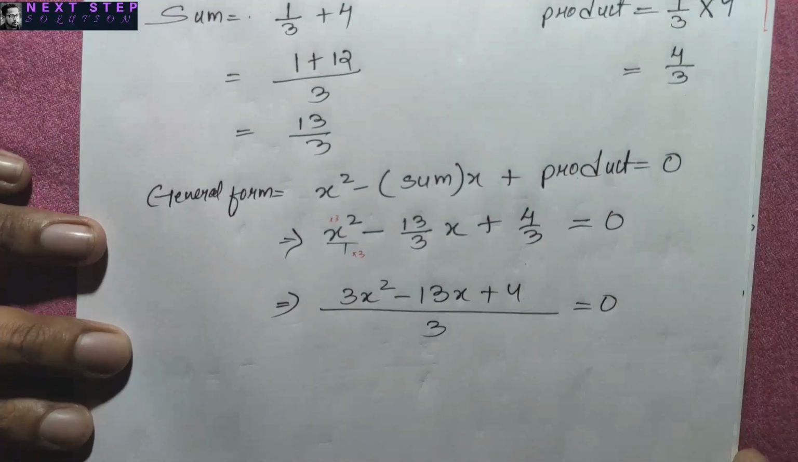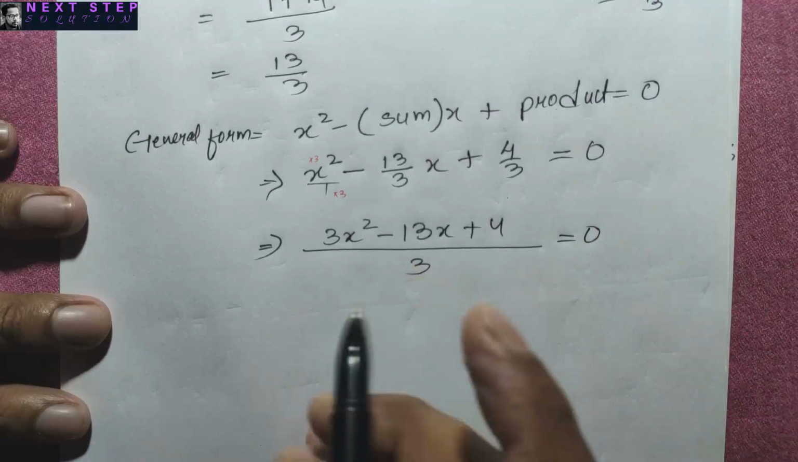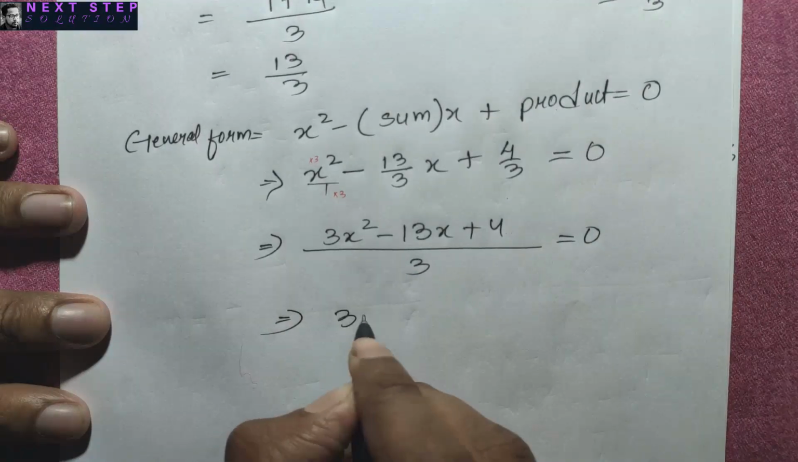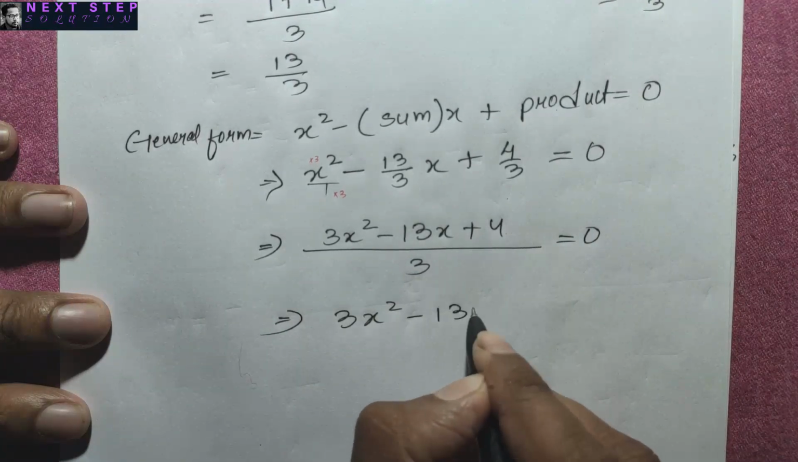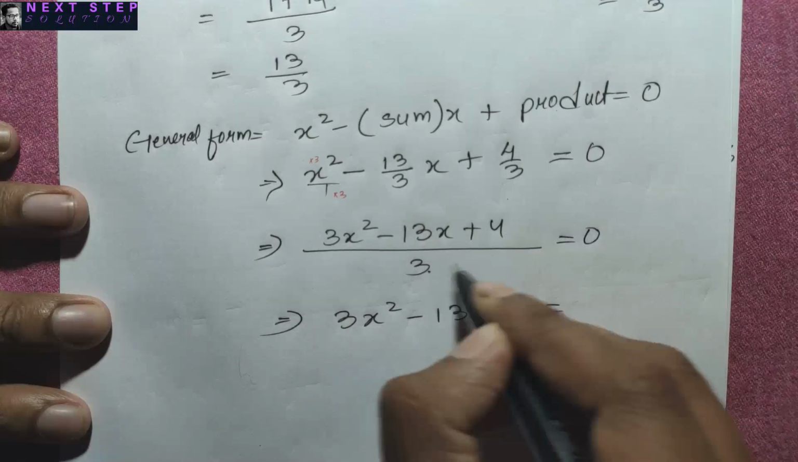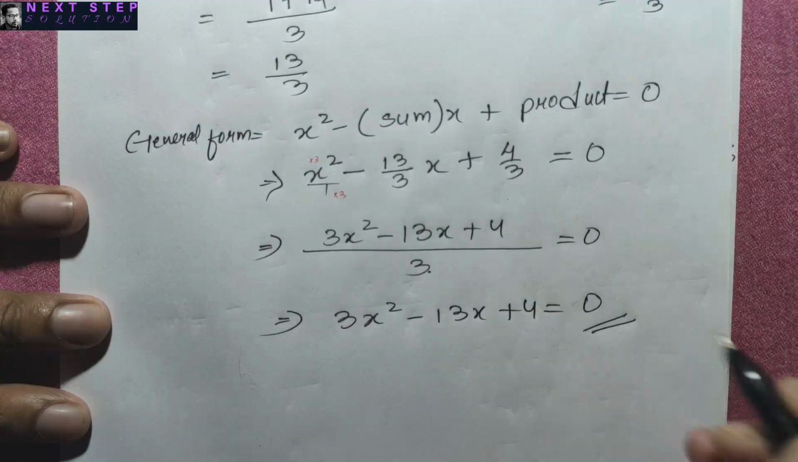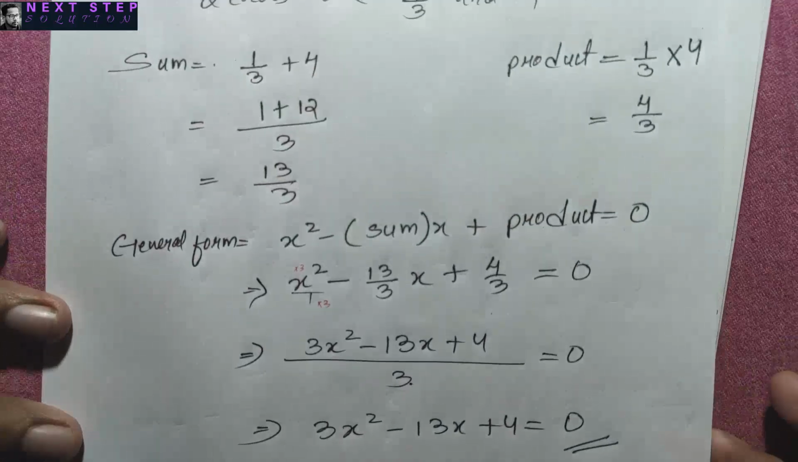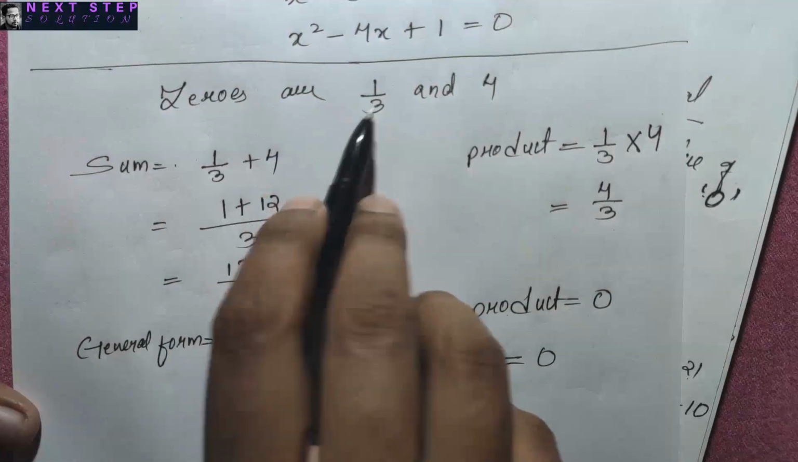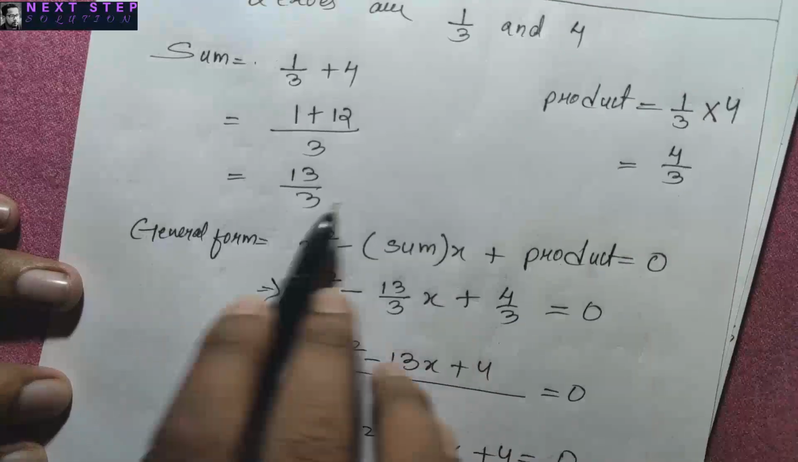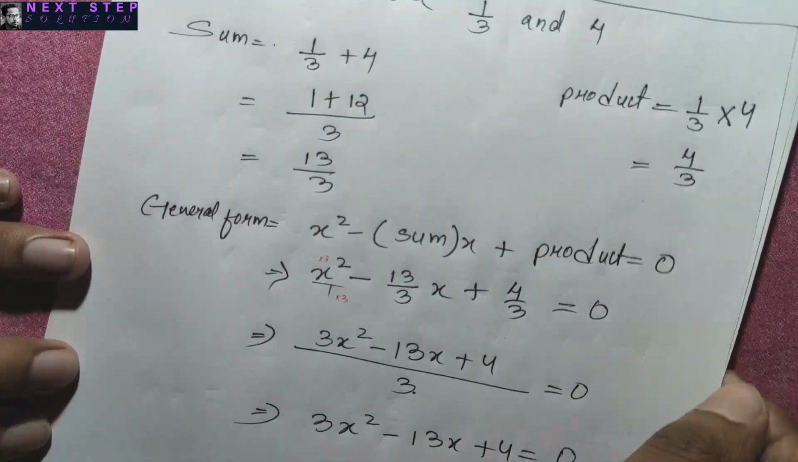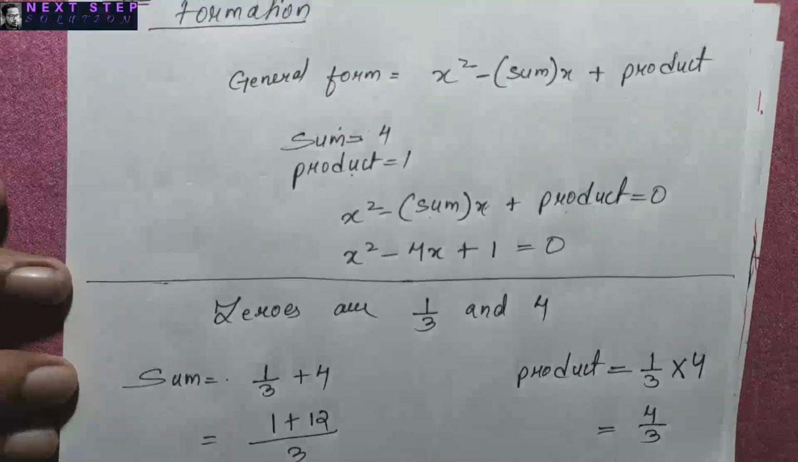Now this 3 we can send to the other side. It will go there as multiply since it is divide here. It will become 3x square minus 13x plus 4 equals 3 into 0, which gives 0. So this is the required quadratic polynomial which we formed with the zeros given, and if the sum and product are given, we can directly put up the sum and the product and get the polynomial just like this question.